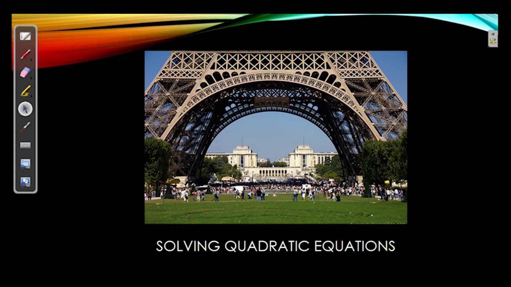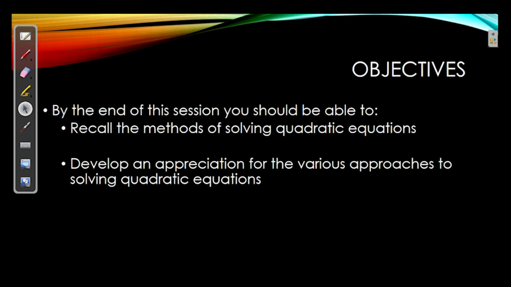So today, we're going to look at the different methods, and by the time we end this session, you should be able to recall the methods of solving quadratic equations and hopefully develop an appreciation for the various approaches to solving quadratics. When we solve quadratics, we have several approaches that we can take, and in today's lesson, essentially, I want you to be able to understand that there are some approaches which might be more appropriate at a specific time, or it may be required. So it's important for us to know the different methods as well as know how to do them effectively.